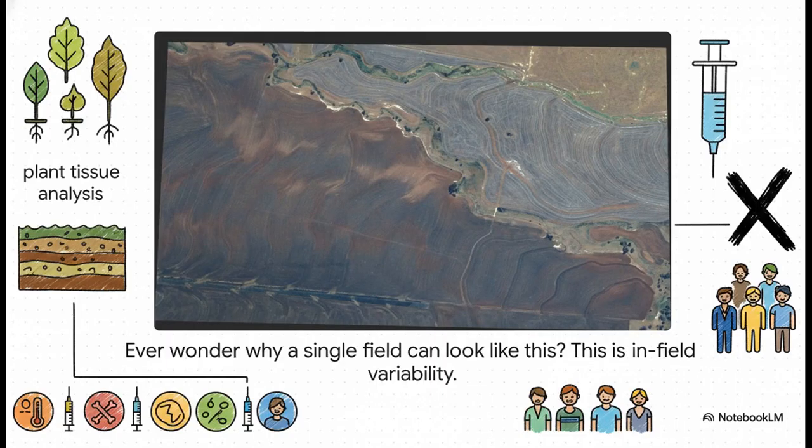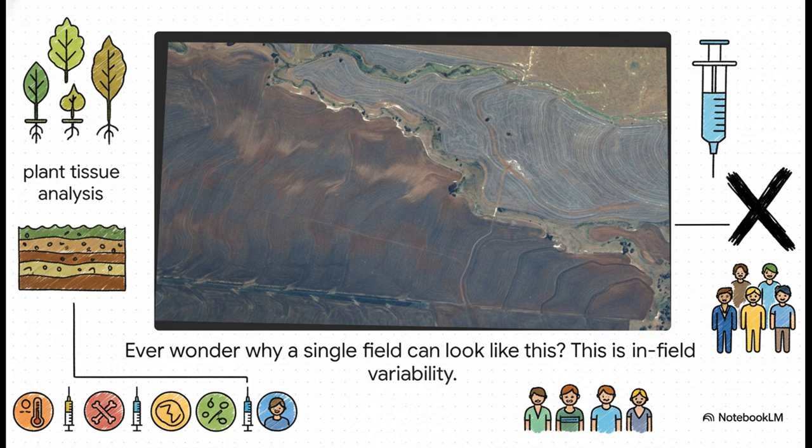I mean, just look at this picture. It's one field, right? But you can see all these wild differences across it. Patches of green, patches of yellow, different textures. This is the heart of the problem we're tackling. If the field isn't uniform, why on earth would we treat it with a uniform plan?